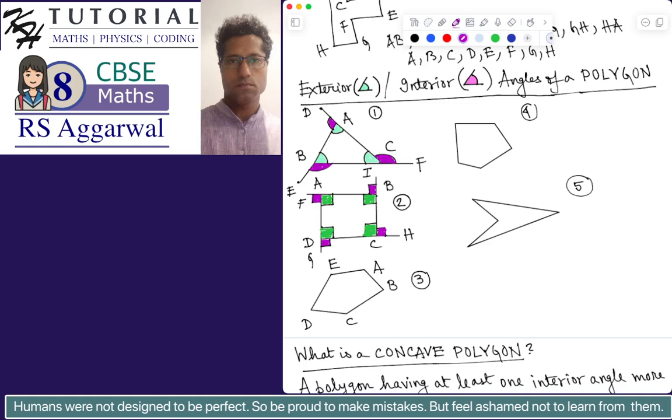Now I think polygons 3 and 4 are quite the same, so I will do only polygon 4. Let's draw the internal angles. Let me give some names to the vertices: A, B, C, D, and E. The interior angles are very obvious and clear. These are the interior angles of this polygon having 5 sides.